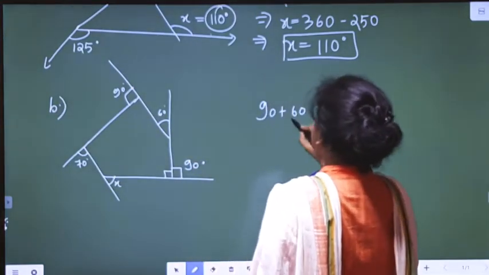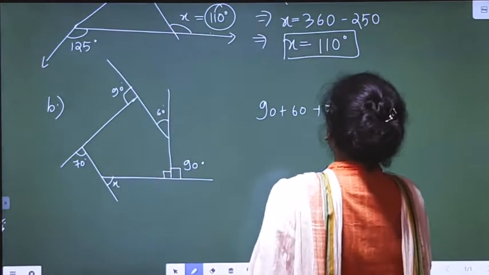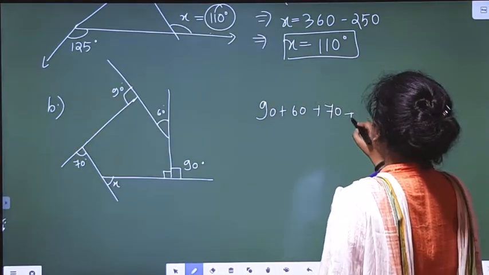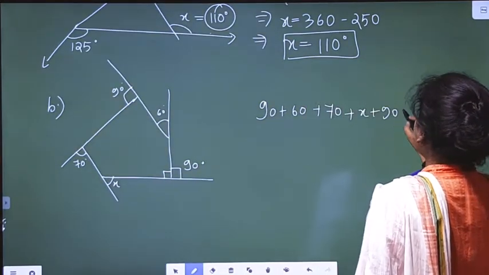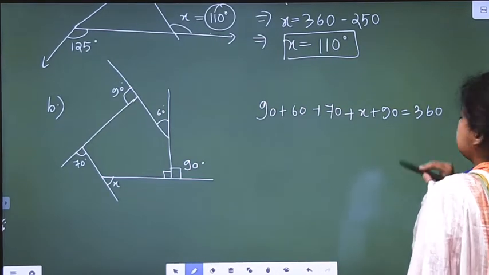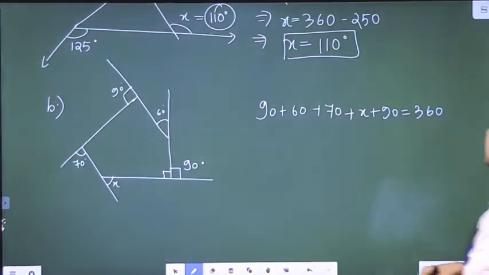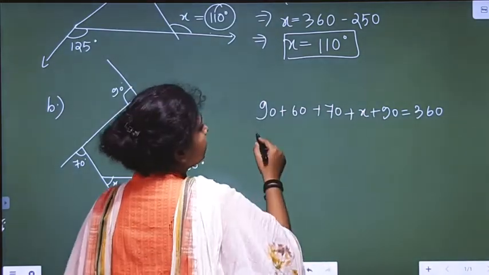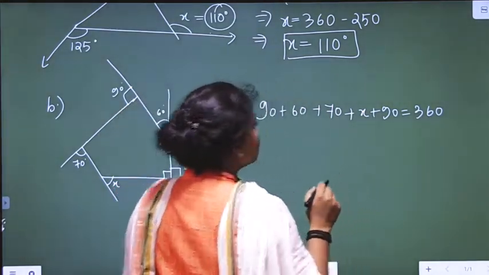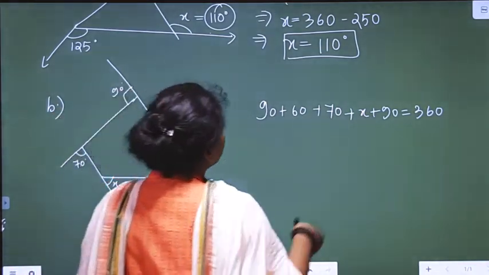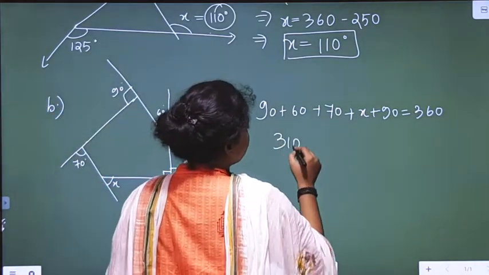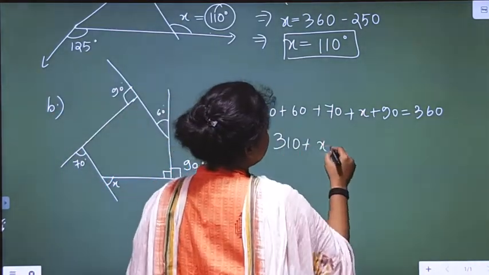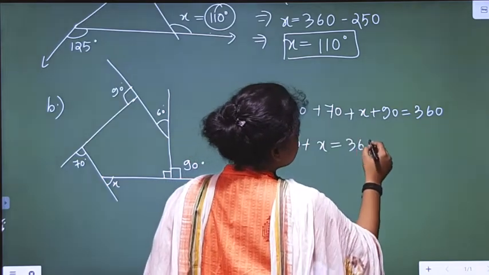90 plus 60 plus 70 plus x plus 90 equals 360. Now 90 plus 90 gives us 180. 180 plus 70 gives us 250. 250 plus 60 gives us 310. 310 plus x equals 360.